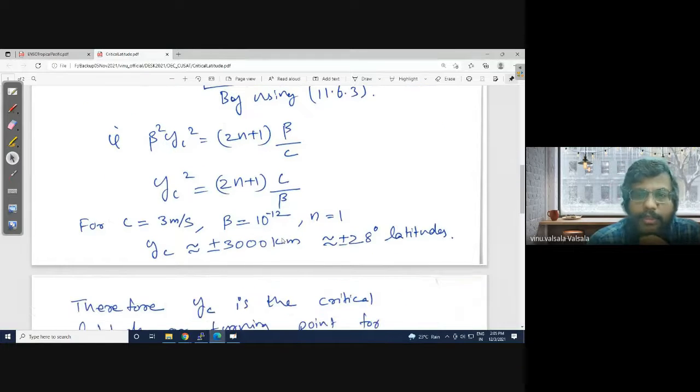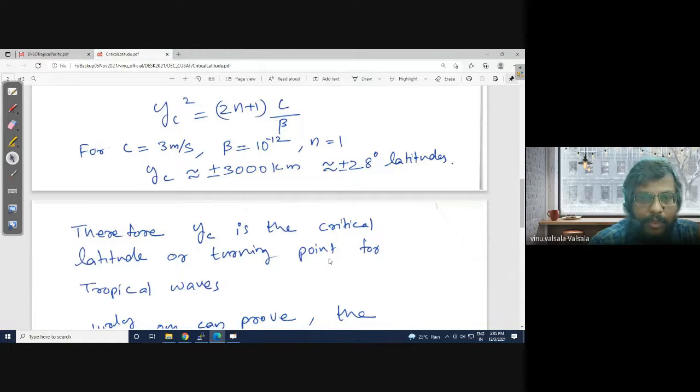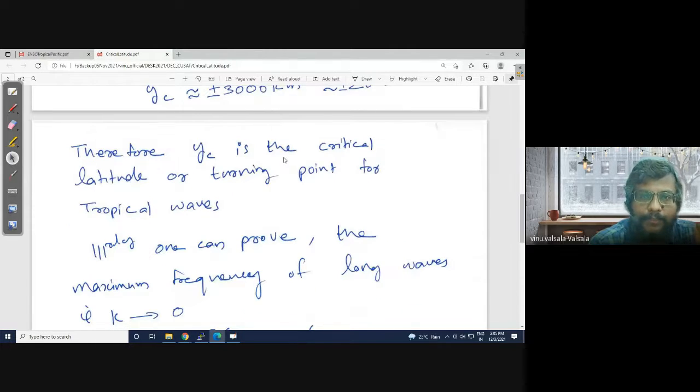If you proceed with this for a first baroclinic speed of 3 meters per second and beta of 10 to the power minus 12, and for a meridional mode n equal to 1, you are going to get a critical latitude of around 28 degrees north or south. That is the tropics of our discussion. Okay, that's the tropical area. Therefore, yc is the critical latitude or turning point for tropical waves.